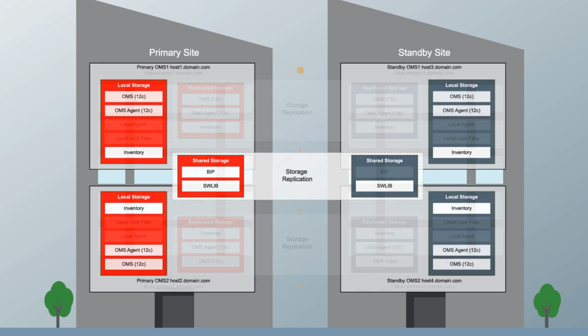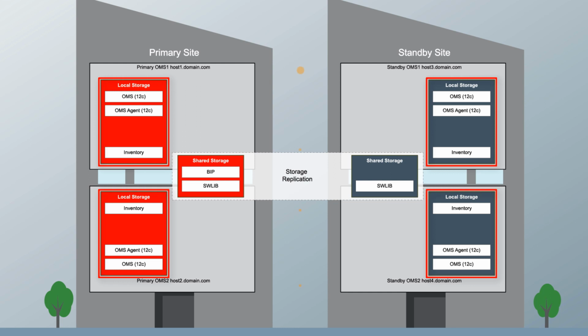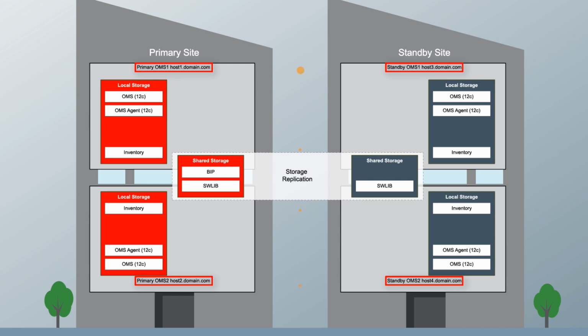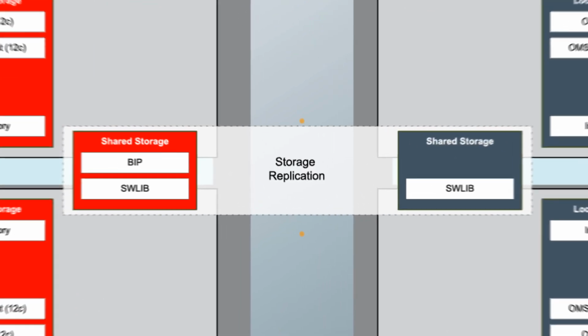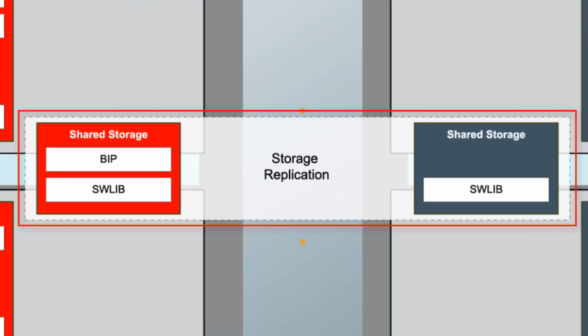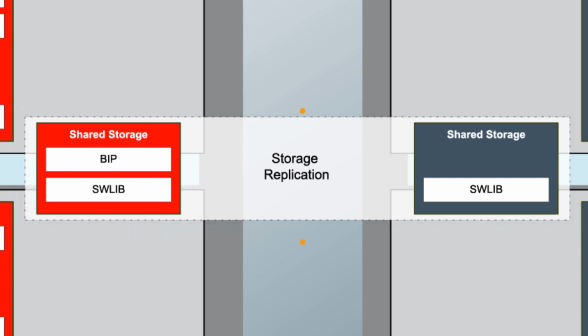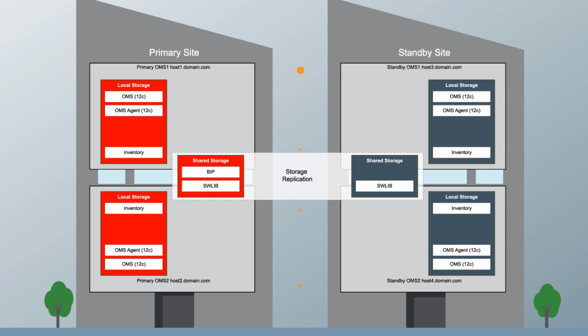The standby WebLogic domain DR architecture on EM 12c installs the software locally on each Oracle management server. It has separate WebLogic domains at each site and physical host names. The software library storage is replicated to the standby site and shared between the Oracle management servers at both sites. Only one site is active at a time.